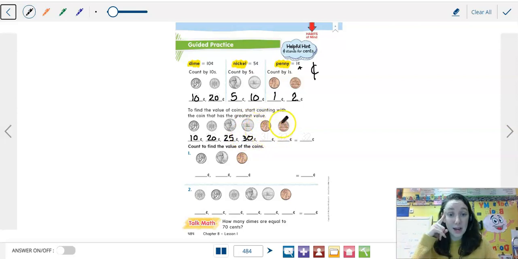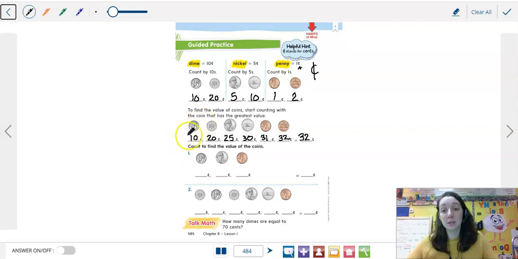Now I have to switch gears again and just count by 1s. 31, 32. So I end up with 32 cents. So this is what's tricky about these. You might know that a dime is worth 10, a nickel is worth 5, and a penny is worth 1. But it's about being able to kind of count them all together.